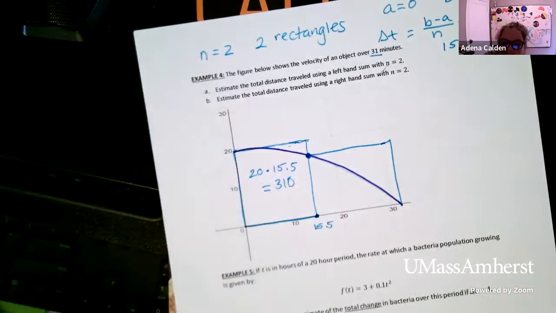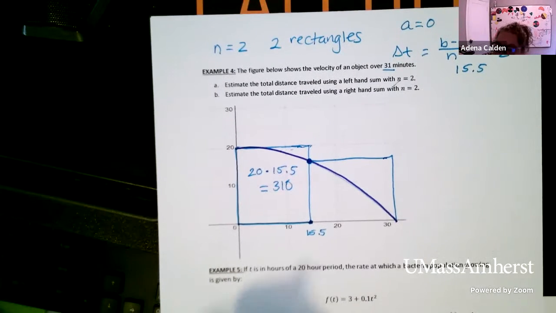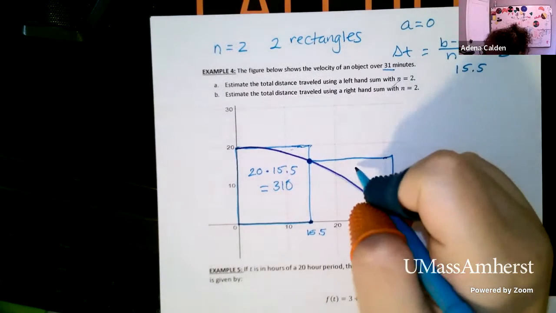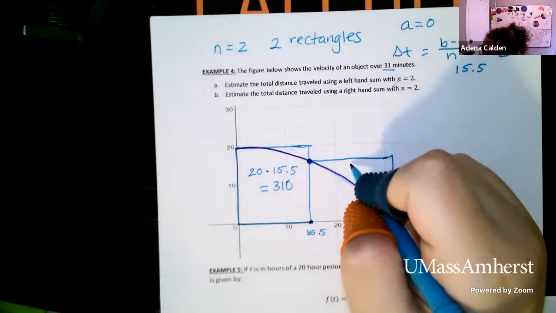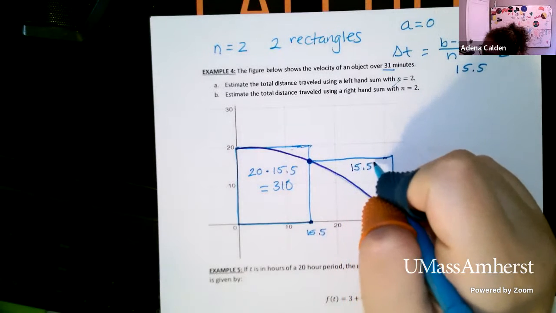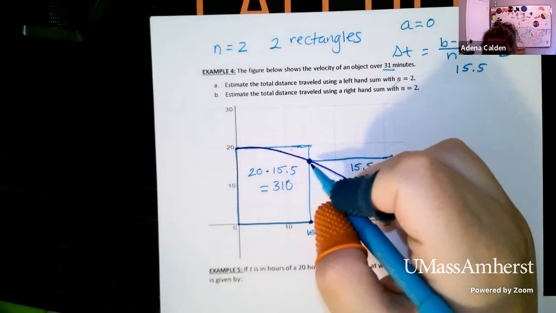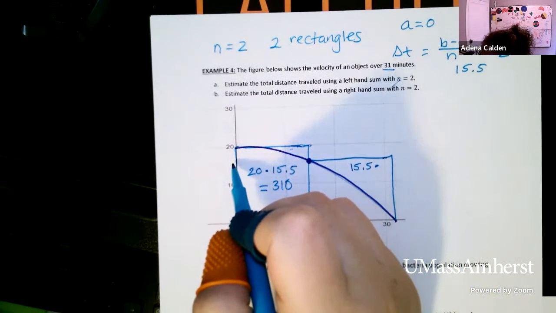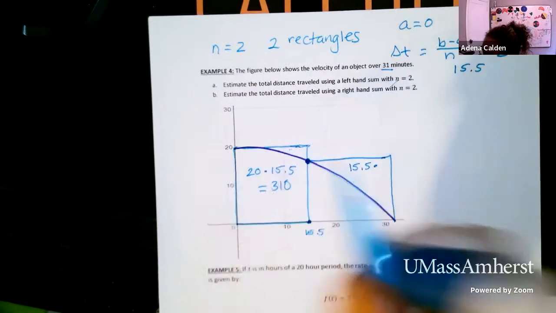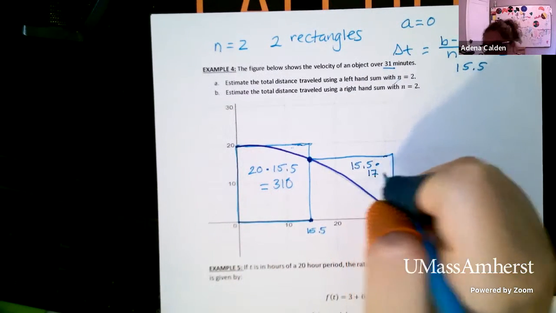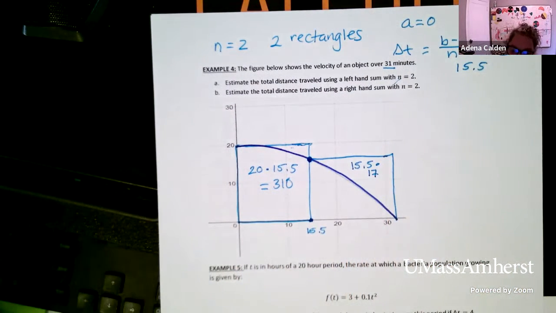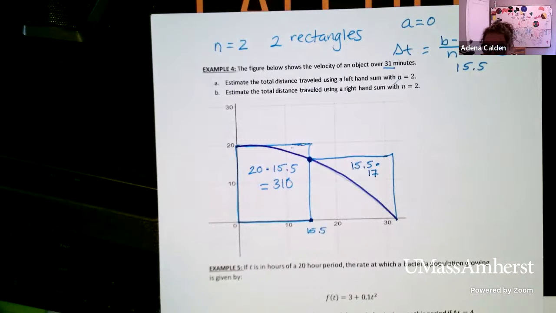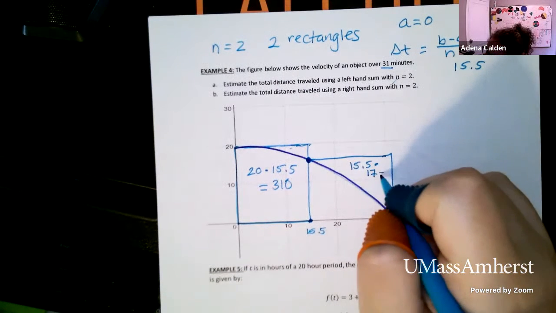And that gives me my second rectangle, right? And so now the height here, or the area here, is going to be 15.5 times, now I have to approximate this height, right? So looking here between 10 and 20, I'm going to call that 17. Looks about 17 to me. You might have said something slightly different than 17, but as long as you're close, that's fine.